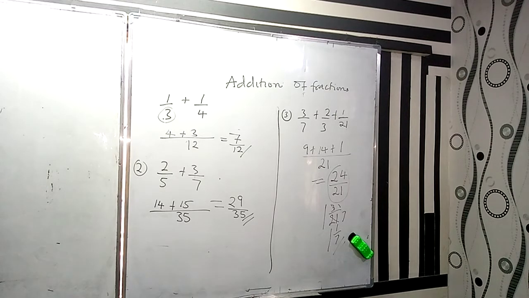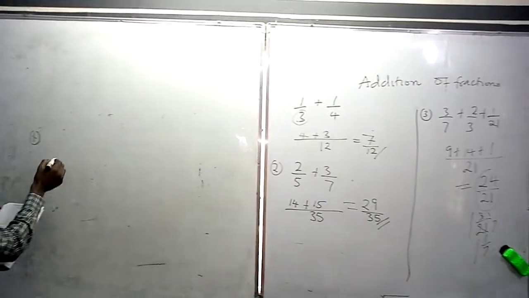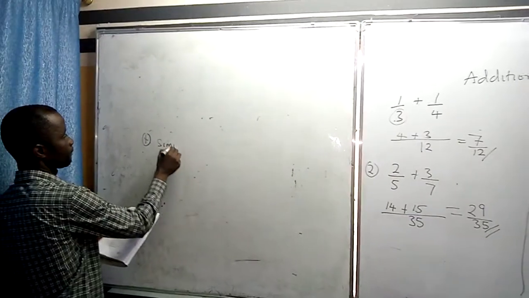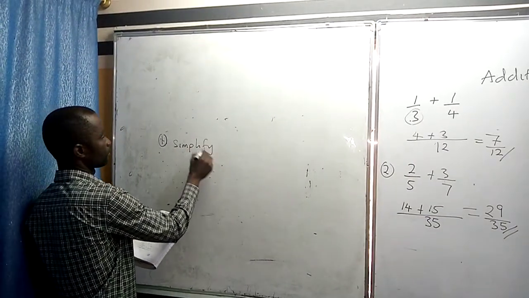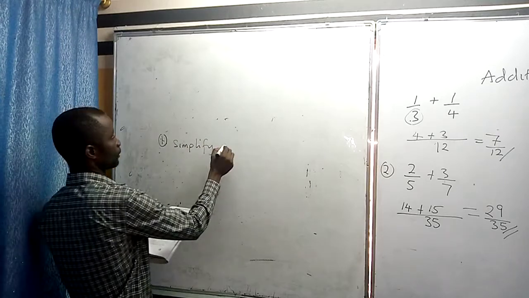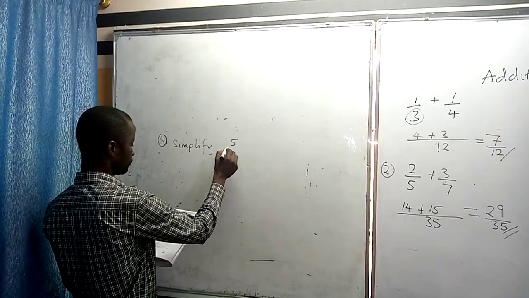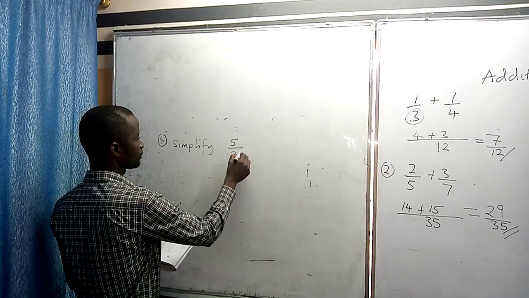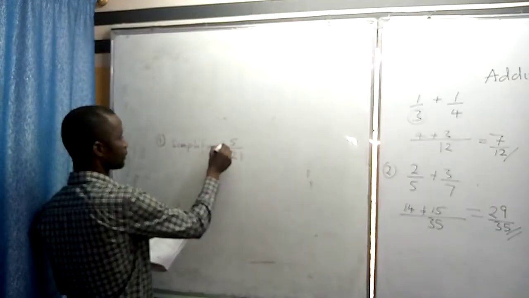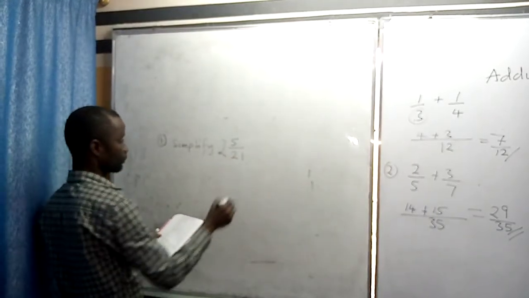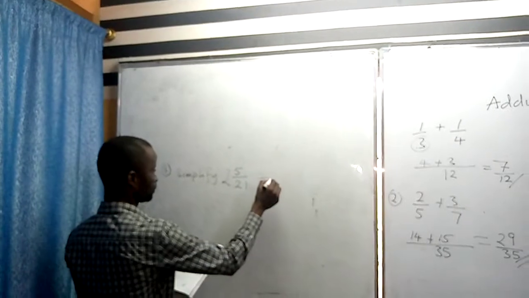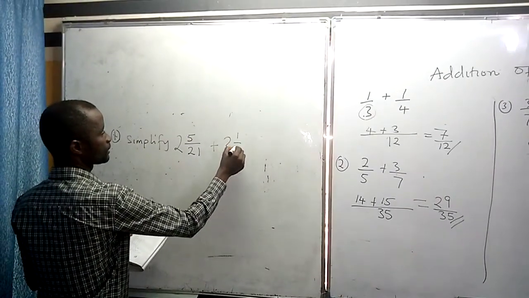Let's look at simplify. The first question here is simplify 2 whole number 5 over 21 plus 3 whole number 1 over 7.